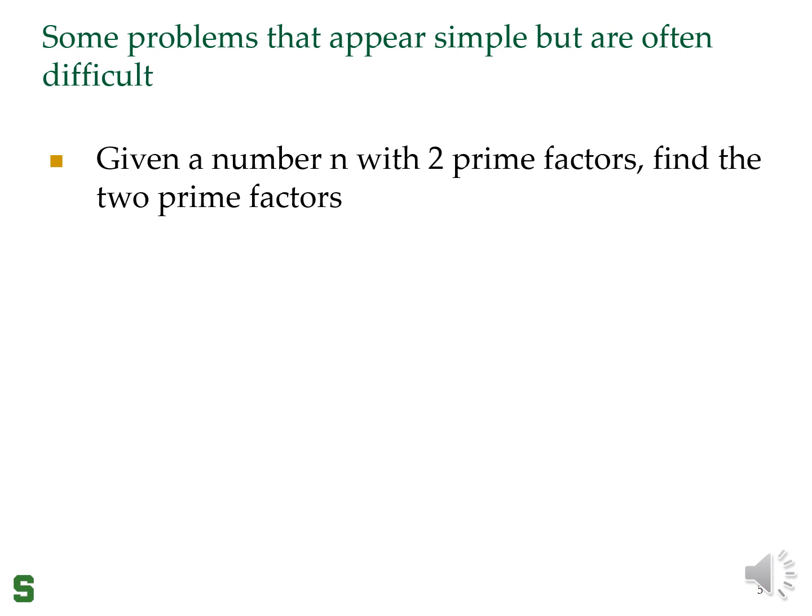This is another problem that is challenging. You are given a number n that has exactly 2 prime factors. So it would be something like 35, 21, etc. And your job is to find those 2 prime factors.